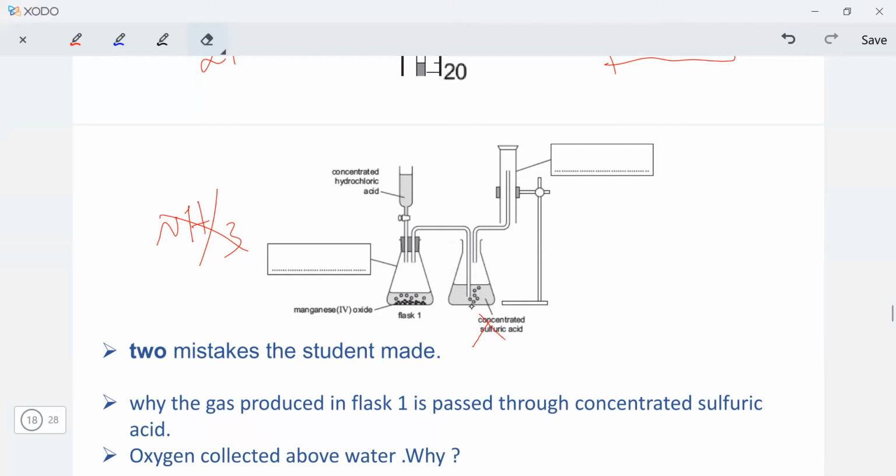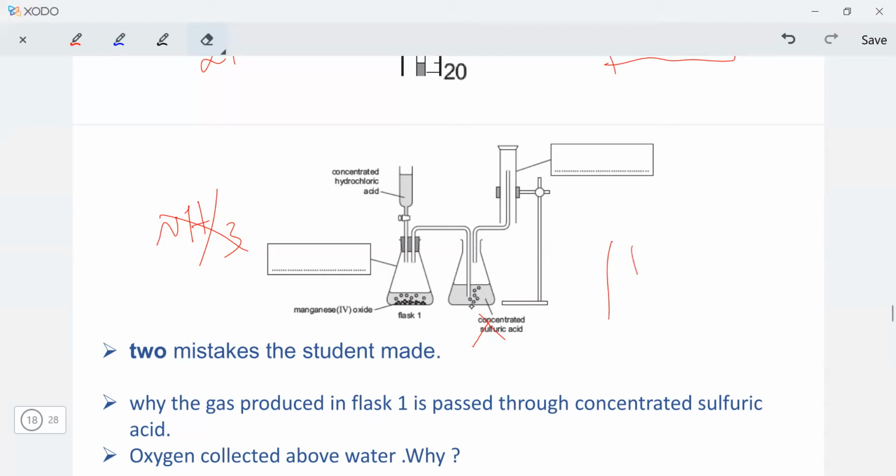Sometimes a mistake is that when you dry, this tube will not be drawn here. There will be no tube here. So what will be the mistake? That the delivery tube is not inserted inside the sulfuric acid. That can also be a mistake, but in this case, the drawing is totally correct. So I'm not going to comment. Only two mistakes: the gas jar should not be inverted, and there is no bung.